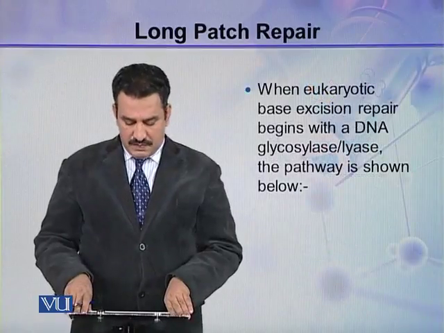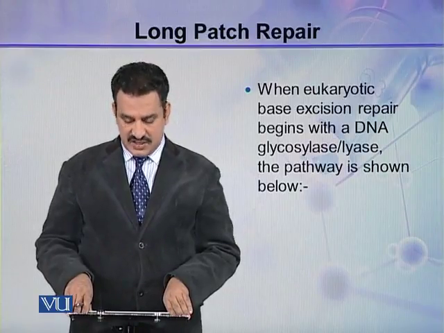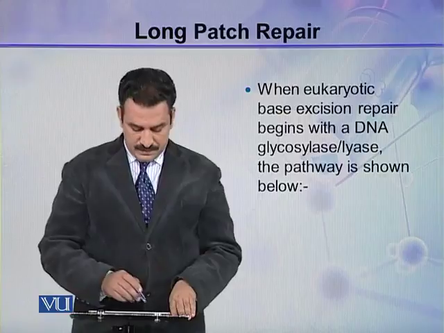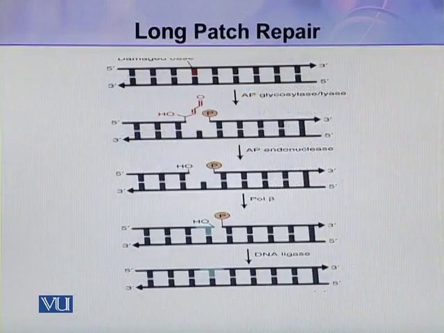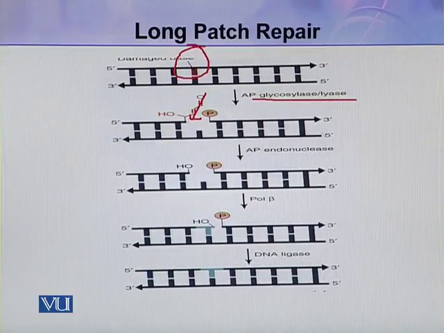When eukaryotic base excision repair begins with a DNA glycosylase lyase, the pathway is shown below. So this is the pathway in the eukaryotes where the repair has been started by DNA glycosylase lyase enzyme. So here you can see this is the damaged base, and the base is excised by DNA glycosylase lyase, and then because it has dual function, a nick has also been introduced here.